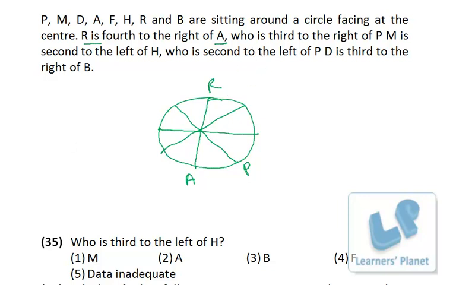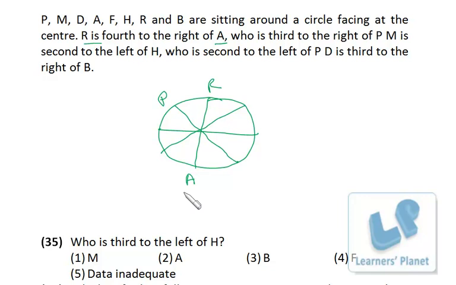Oh, I'm sorry, he's talking about A. Who is third to the right of P? So A is third to the right of P. So P should be over here. So right of P, third is A.